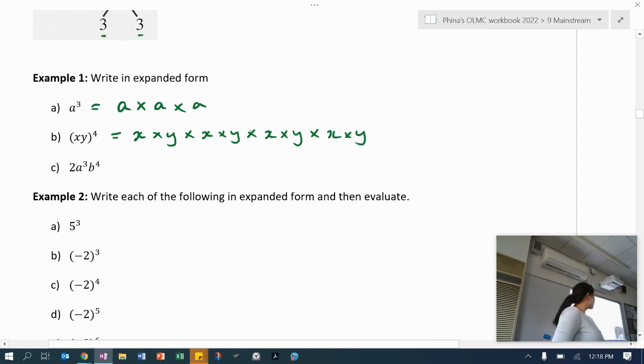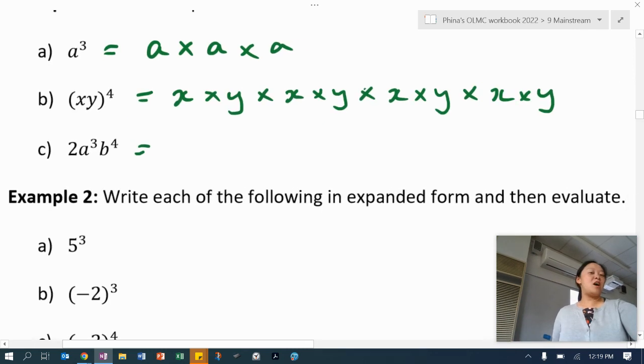Okay? I curved my X. It's beautiful. Excellent. Okay. The third one, we've got 2a to the power of 3, b to the power of 4. Treat each one individually. So that 2, if there's no power there, what's the power? What did I say? 1. So it's 2 to the power of 1.